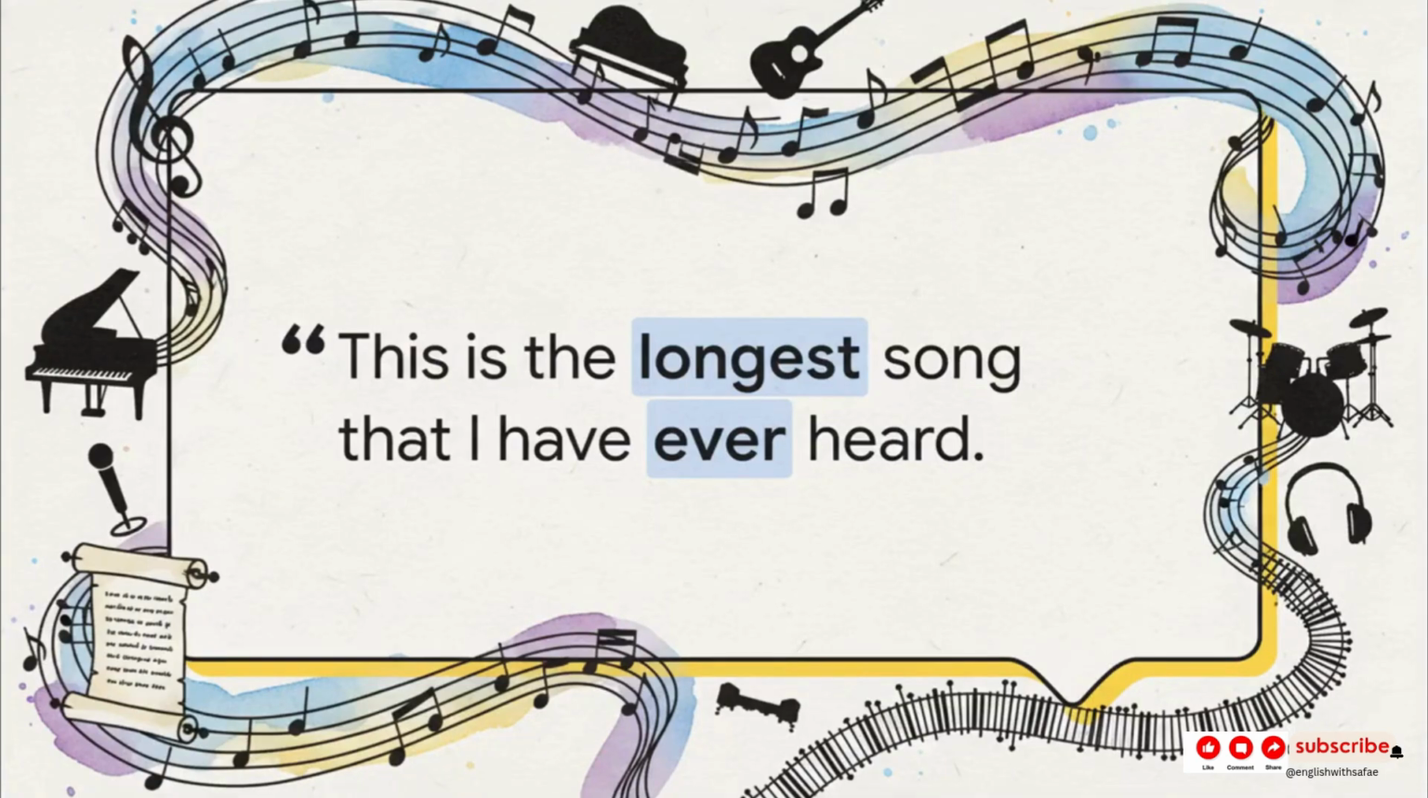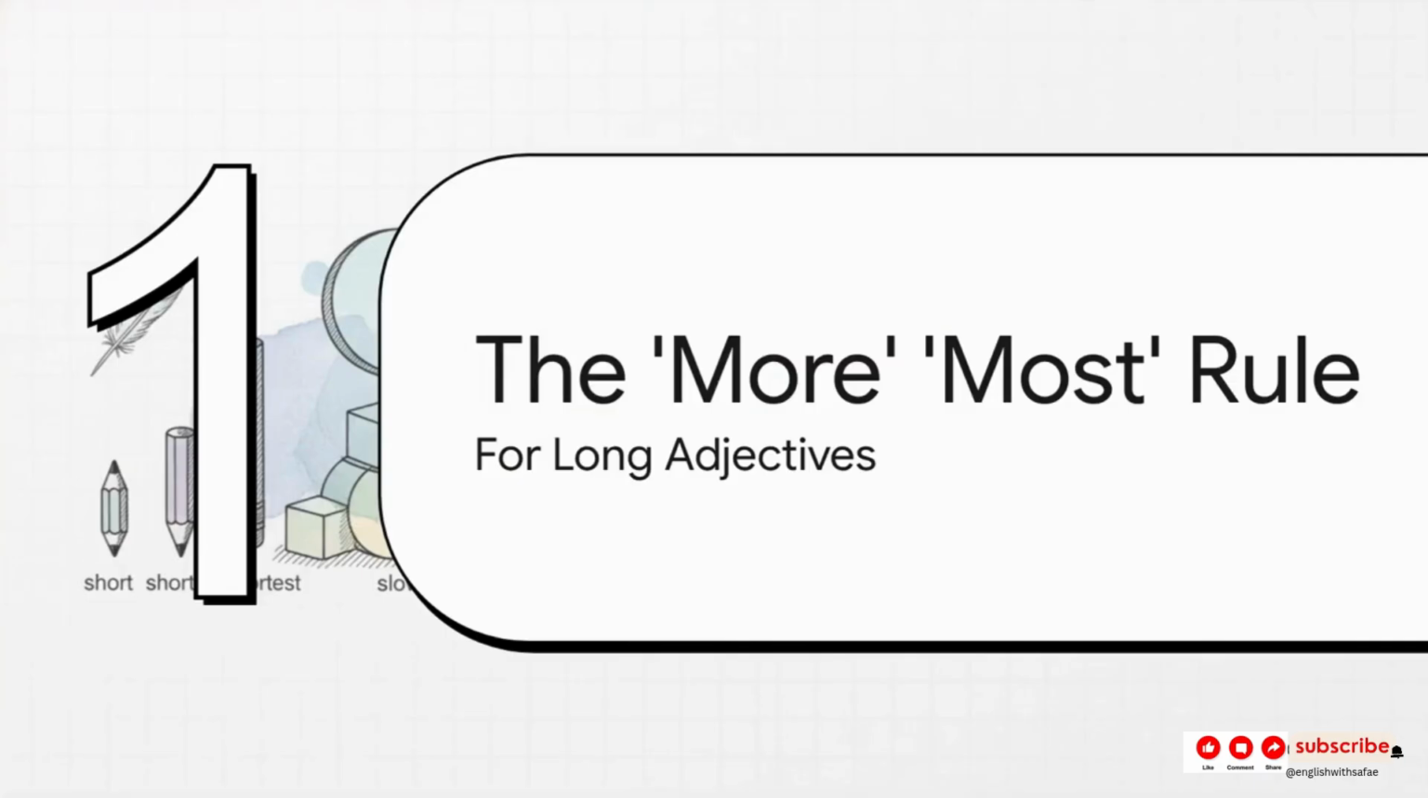And let's see this rule out in the wild. The longest song. We've got our clues, right? We have the right before the adjective and that est ending. The sentence is comparing this one song to a whole group of other songs. Literally every song the person has ever heard. So of course it has to be a superlative. So the and est rule is perfect for short words.